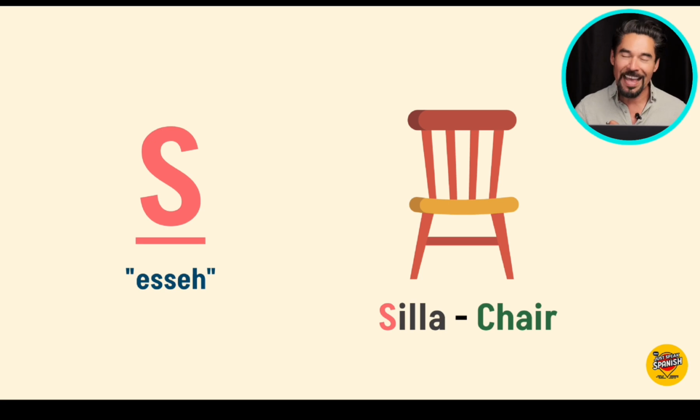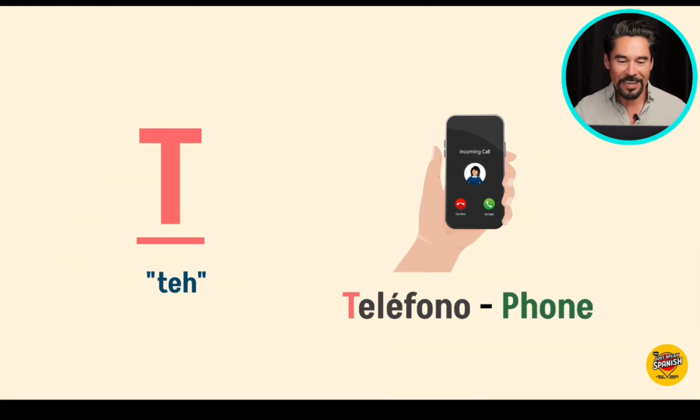Now we're going to see S. In Spanish, we say ese. And the word we have here is silla. Silla. Okay, and we're going to talk about the double L a little bit further ahead, but it's silla, with a ya sound, chair. And now we have the letter T, teléfono. And the letter T is pronounced as te, teléfono, phone.